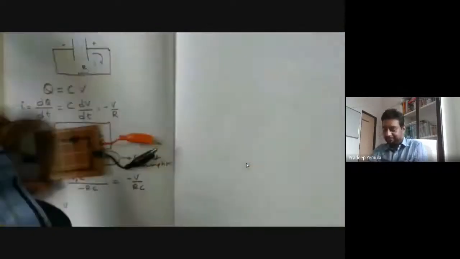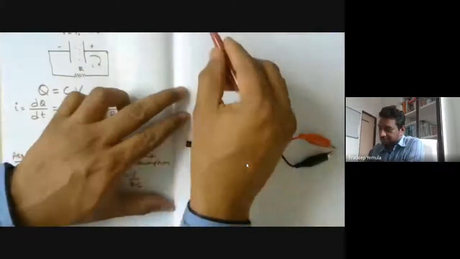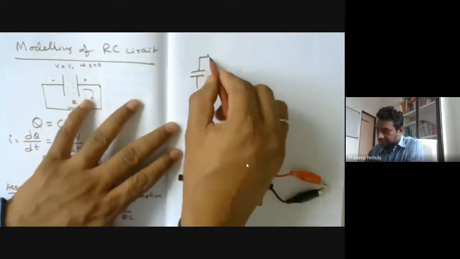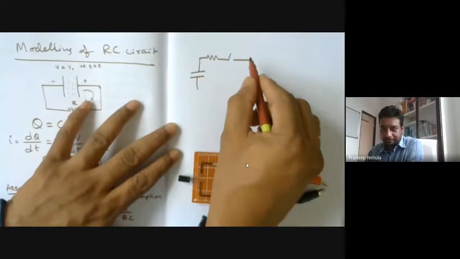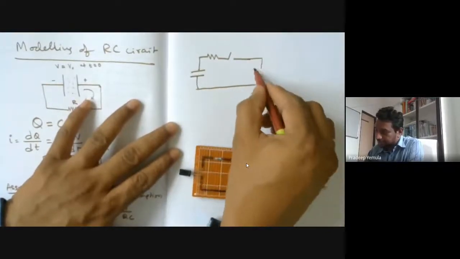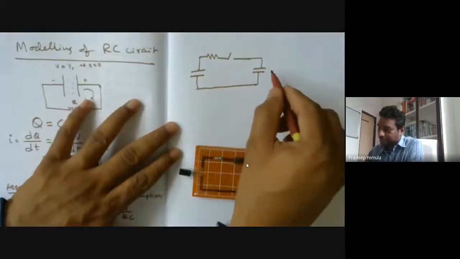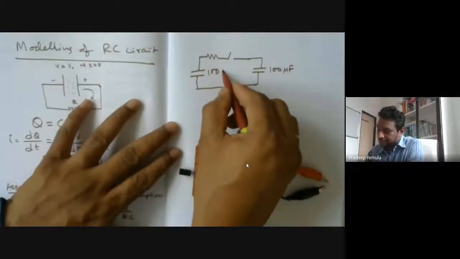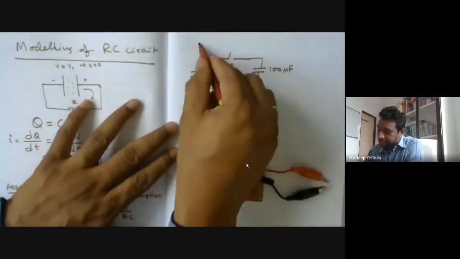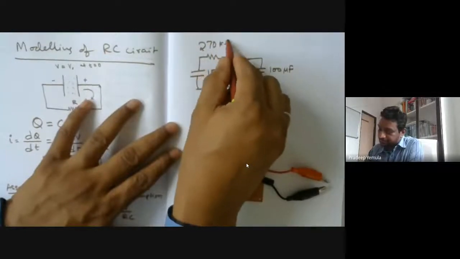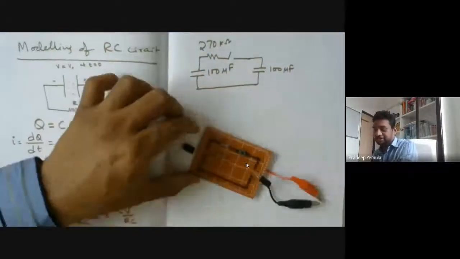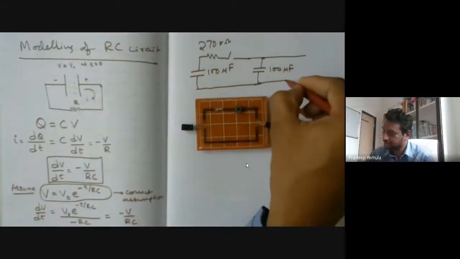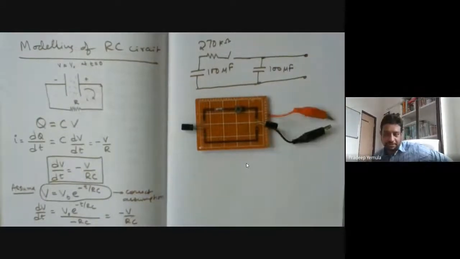So let me draw the diagram. There is one capacitor here. Then there is a resistance. Then there is a switch which is open. On the other side, I have one more capacitor. The value I am giving is 100 microfarads. This is also 100 microfarads. This resistance is 270 kilo ohms. And this is the switch. This is the same circuit. And then there are two terminals coming out of this thing. So I hope the circuit is very clear.